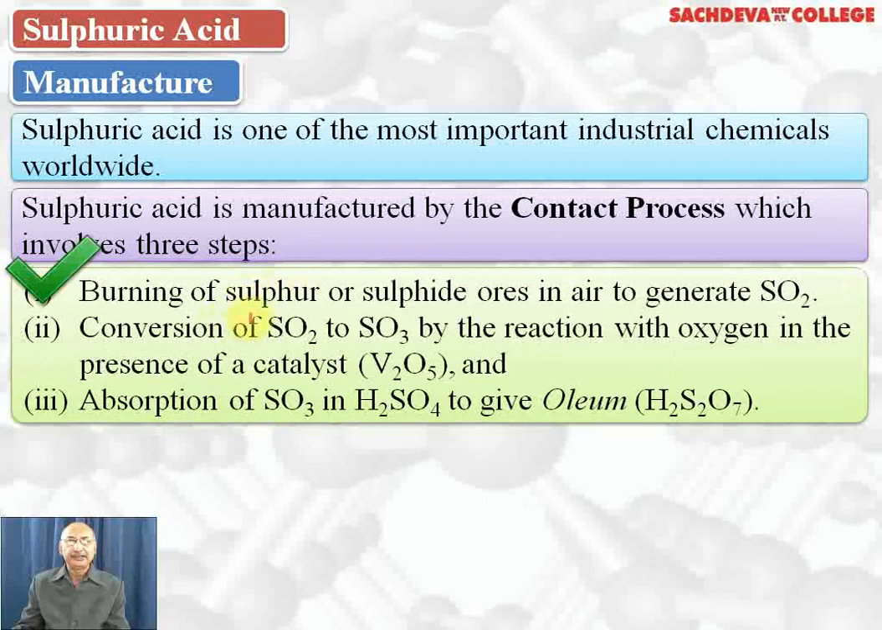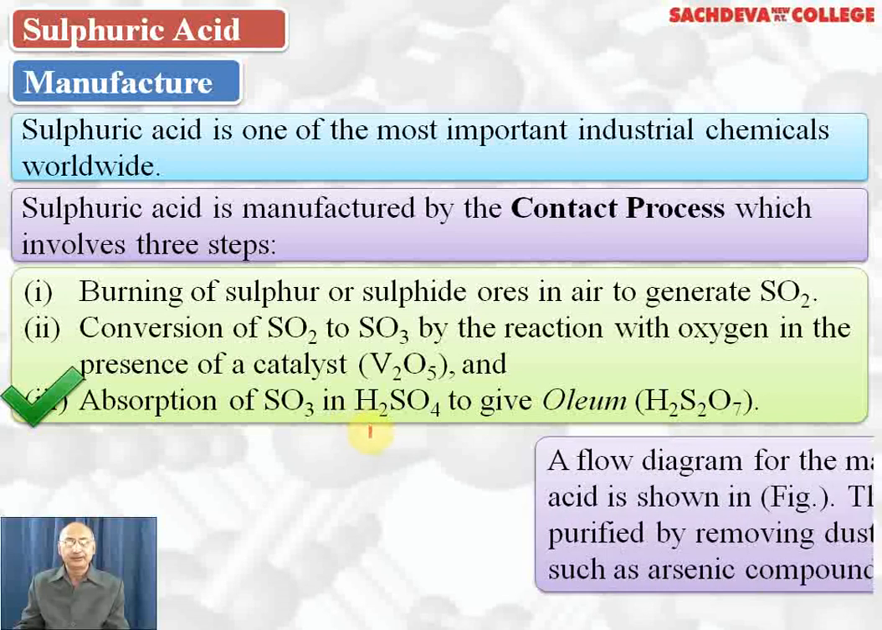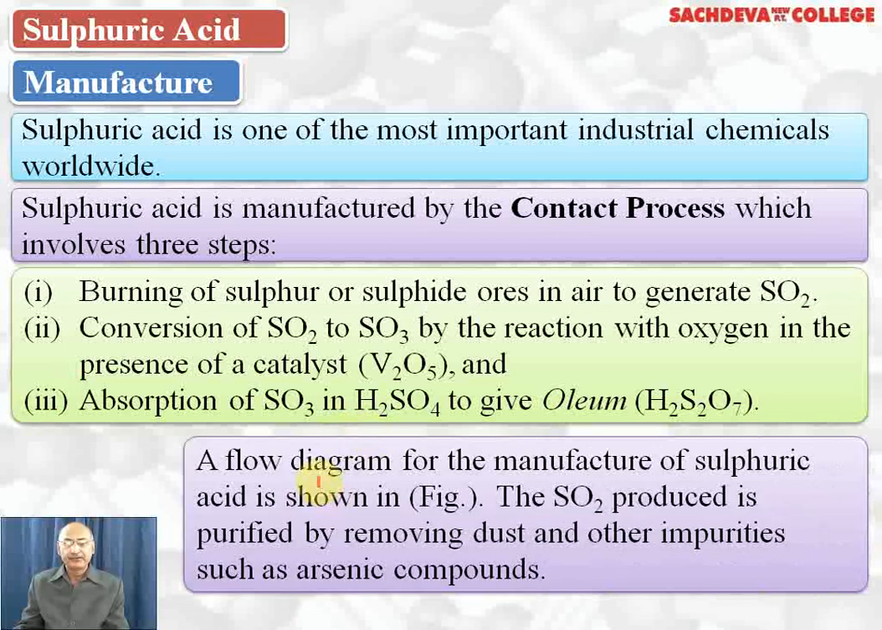The first step is burning of sulfur or sulfide ores in air to generate sulfur dioxide. Second step is conversion of sulfur dioxide into sulfur trioxide by reacting with oxygen in presence of heterogeneous catalyst vanadium pentoxide. Third step is absorption of sulfur trioxide in sulfuric acid to give oleum, which is put in water to get concentrated, that is 98% sulfuric acid. A flow diagram for manufacture of sulfuric acid is shown in figure.